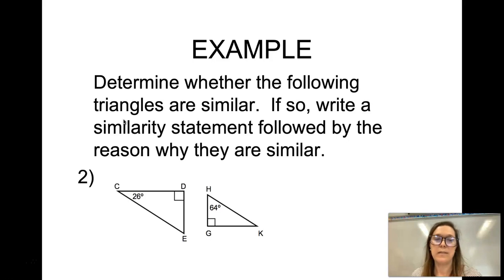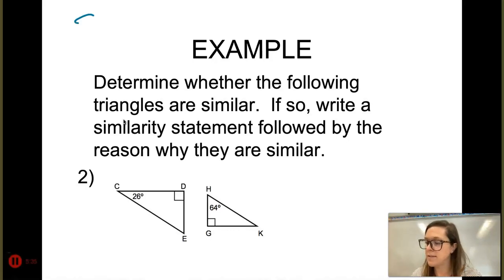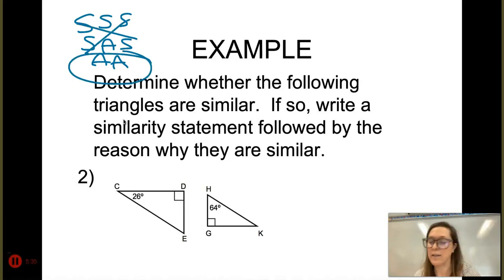Number 2, again, our 3 options are side, side, side, side, angle, side, or angle, angle. Notice I have no sides listed anywhere. So it can't be the first 2, which makes me have to look for angle, angle. So here I have one set of congruent angles, right? Where's my second? Well, 26 and 64 do not match up.